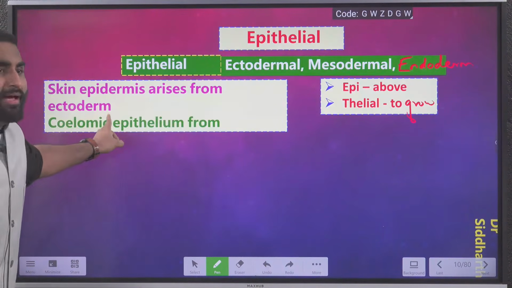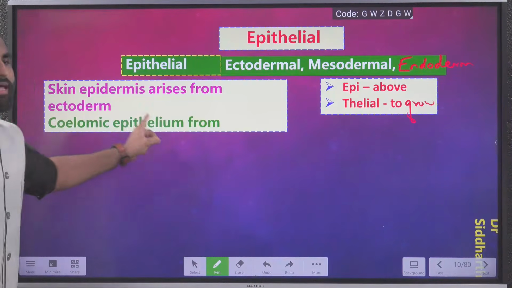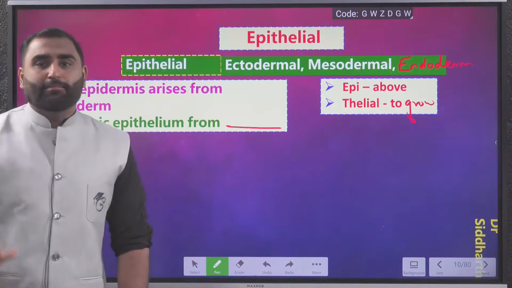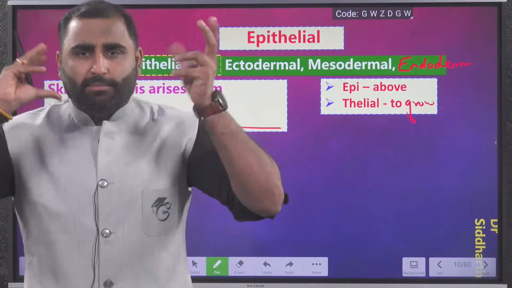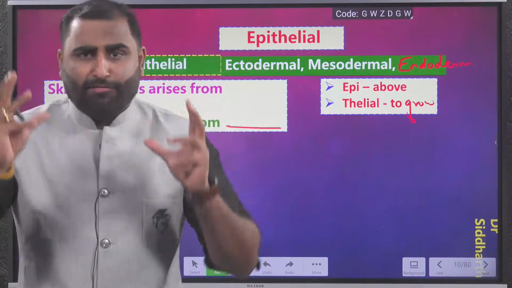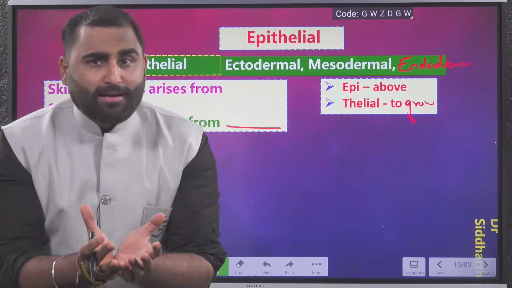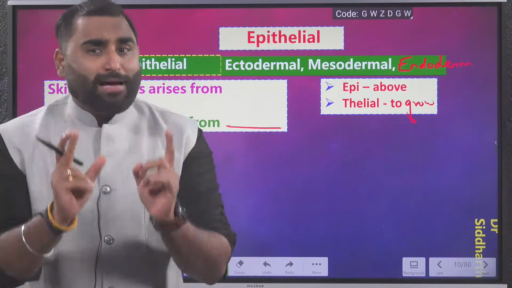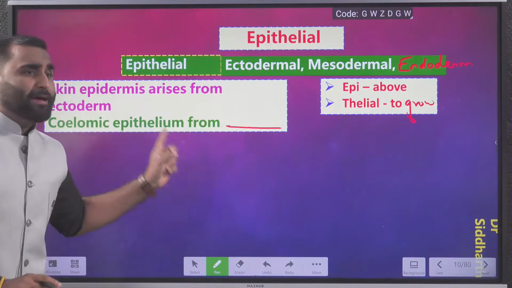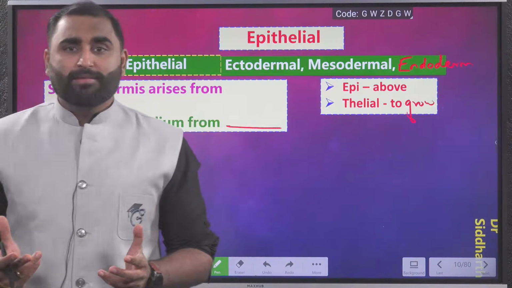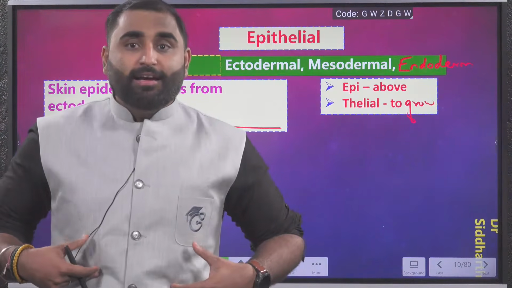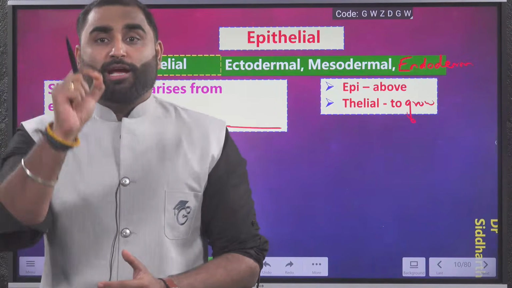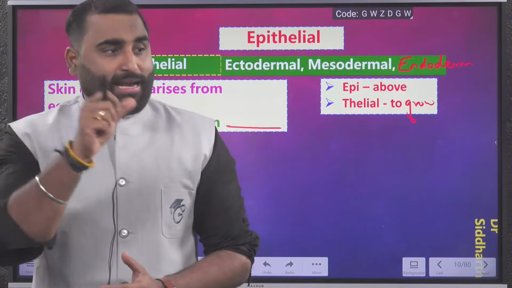It arises from ectoderm. Coelomic epithelium derives from what? Can anyone guess here? Now apply your animal kingdom knowledge. You studied classification of animal kingdom, you studied what is coelom, what coelom is made up of, what coelom is lined of. So what is coelomic epithelium derived from? Coelom, body cavity, is a cavity, and the cavity is lined by epithelial tissue. But if you recall animal kingdom, you can answer here.